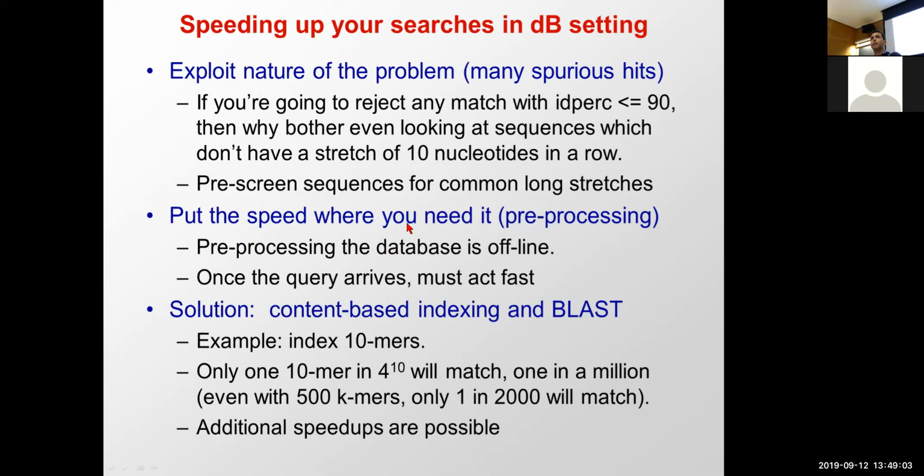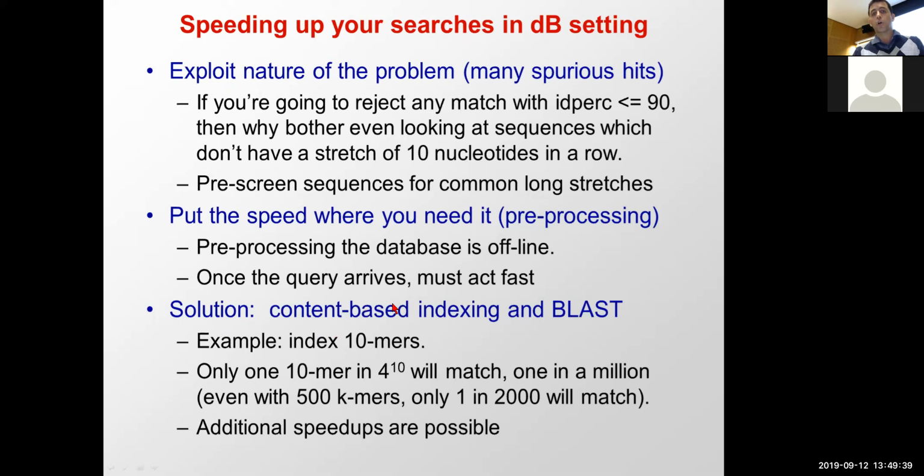Basically, you want to ask, which part needs to be fast? Yes, this is an n-squared algorithm, but if I can do n-squared prep time so that when the query comes, I have linear time, the user experience will be equally good as if I had a linear time algorithm to start with. So I can partition the time into pre-processing versus live time, and then put the speed where I need it. The solution to all of that is content-based indexing and BLAST.